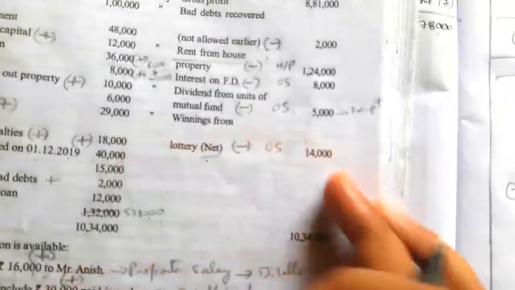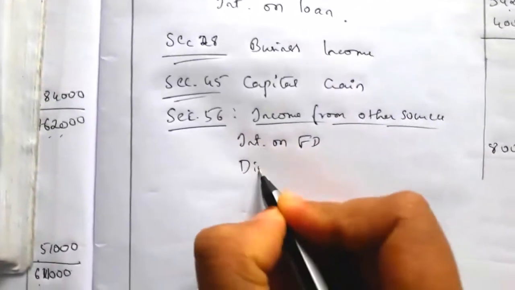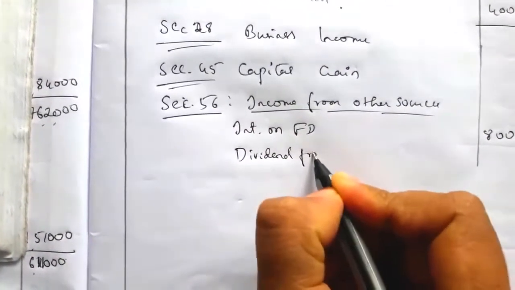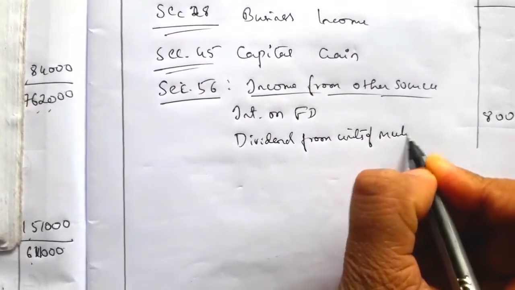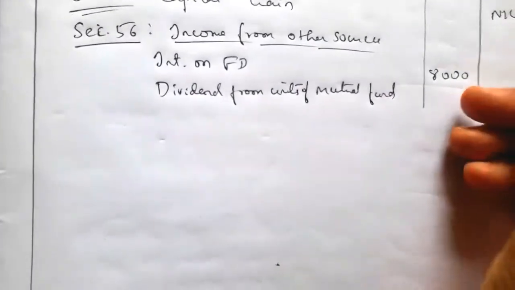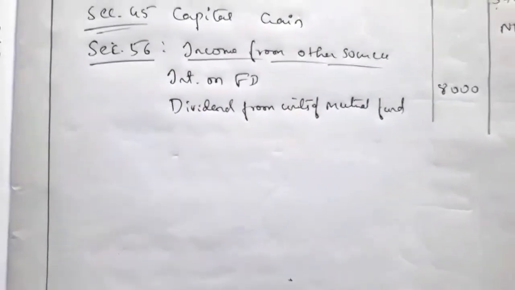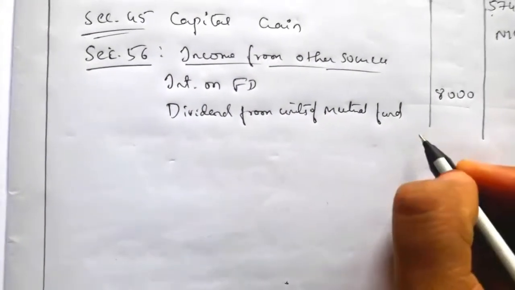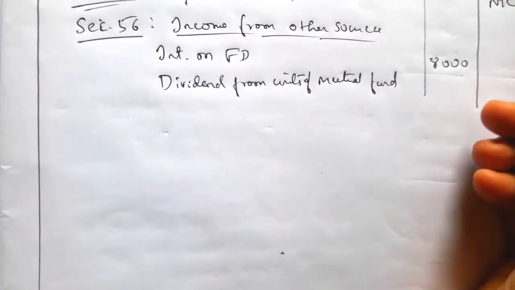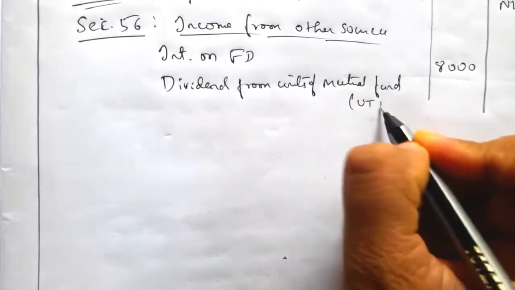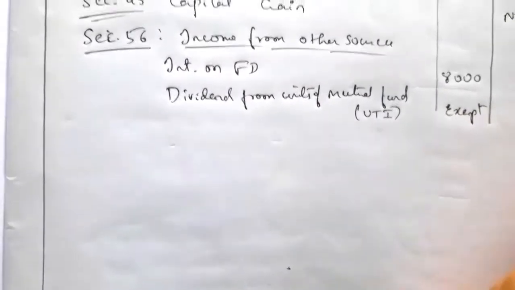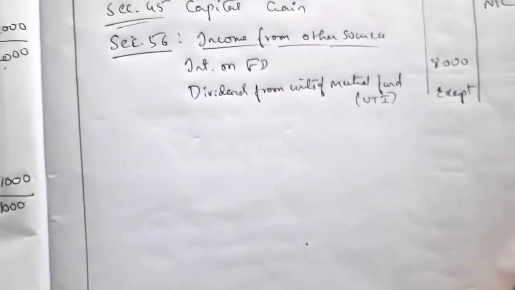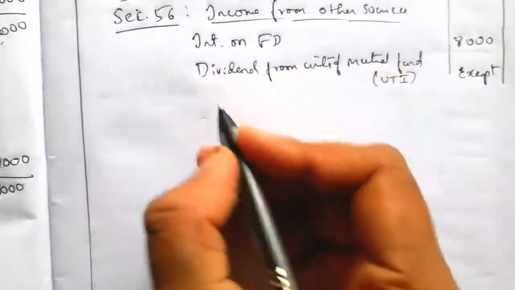Next, the second one is dividend from units of mutual fund. Dividend from units of mutual fund is a dividend he has received from the Unit Trust of India, UTI. Units of mutual fund is nothing but Unit Trust of India. So it is taken as a dividend received from an Indian company or UTI. If you want, write UTI, Unit Trust of India. So that is taken as exempt. There is no tax an assessee has to pay if he receives a dividend from the Unit Trust of India or from a mutual fund.